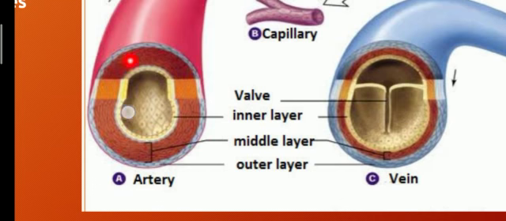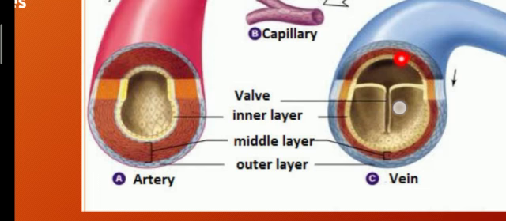So, when the artery carries oxygenated blood, it moves in very high pressure because the blood is supplied from the heart to the other parts of the body, means the blood moves away from the heart. So artery carries blood away from the heart, so that is why it moves in very high pressure, and the walls of the artery is thicker than that of the vein.